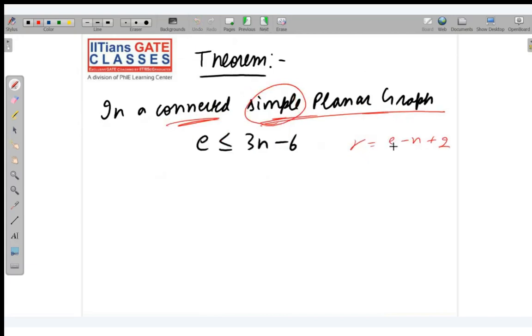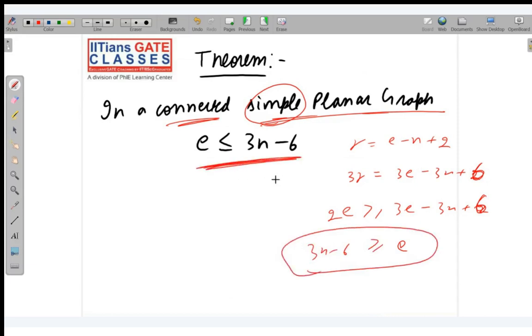So if I multiply everything by 3, 3R is equal to 3E minus 3N plus 6. What we have said here is 2E is greater than or equal to 3R. So 2E will be greater than or equal to 3E minus 3N plus 6. Why not multiply 2 also with 3? Sorry, 6. Here also 6. Yes, so E will be less than or equal to 3N minus 6. This is the formula which we have derived. I think you have got it now.